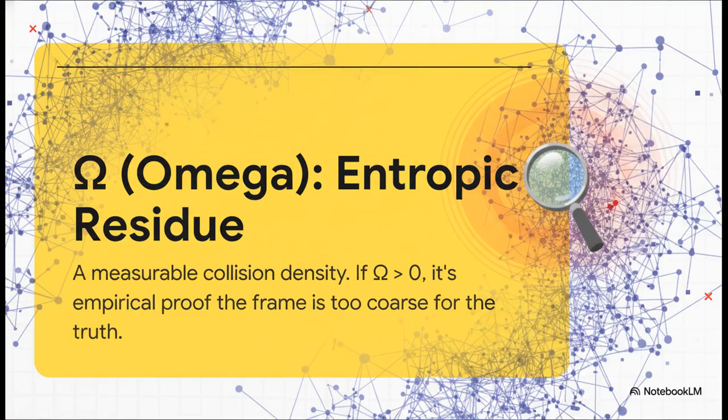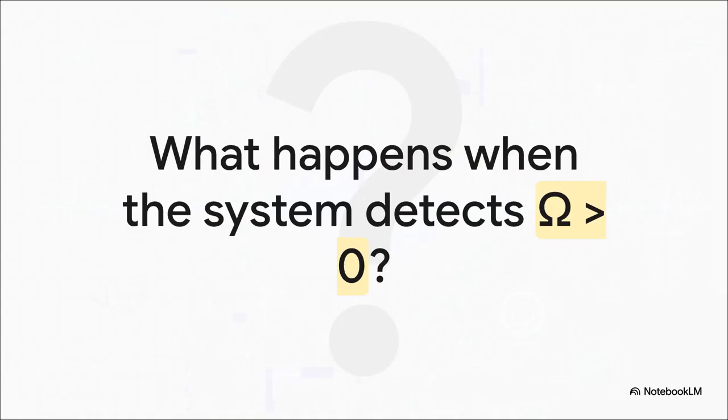So now we can give Omega a formal definition. It's not some abstract idea. It's a hard number you can measure. If Omega is anything other than zero, it is concrete, empirical proof of failure. The system has failed to represent the truth, and it's violated what they call the harmonic boundary. So what does a machine do when it proves itself wrong? When it literally quantifies its own failure to represent the truth accurately?